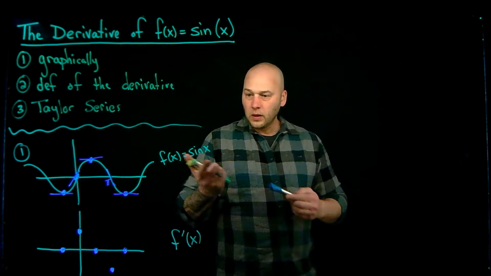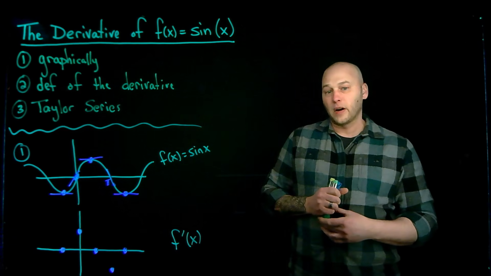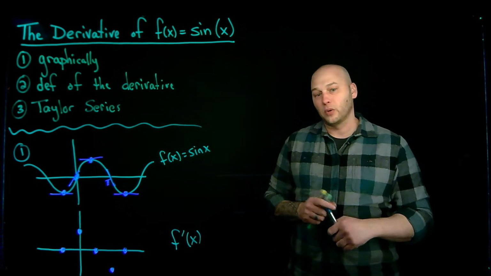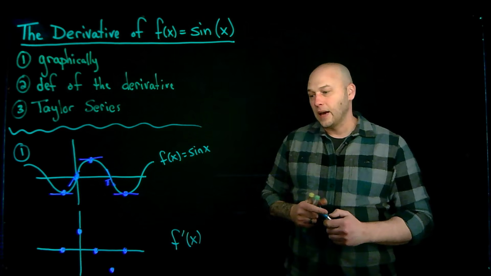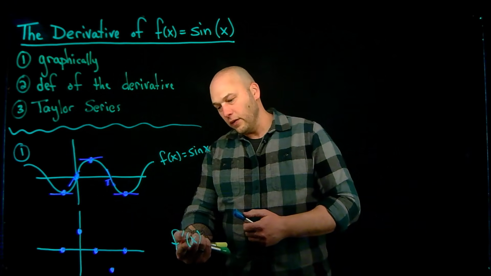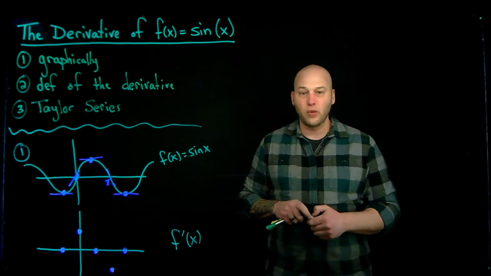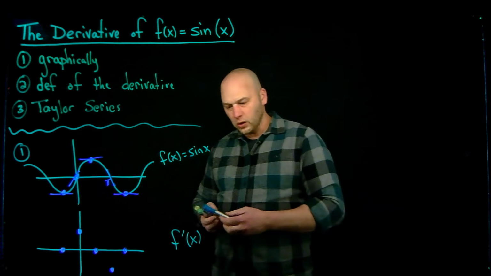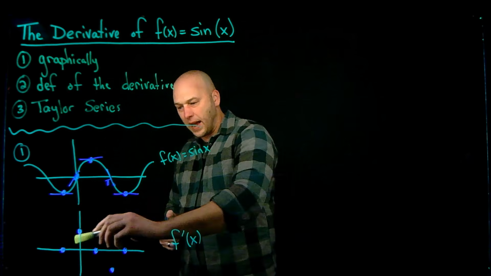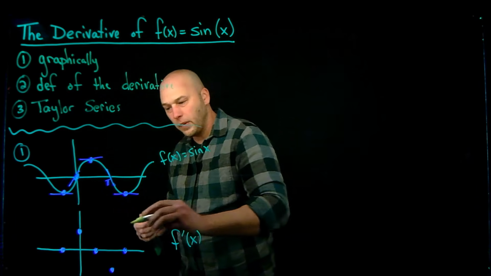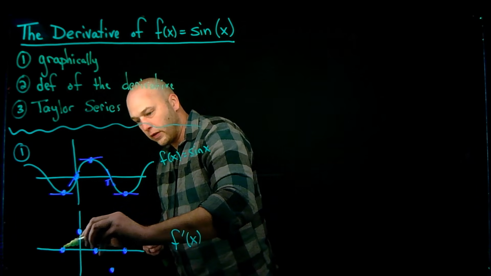Now, sine of x is a differentiable function, meaning its derivative is also continuous. And what we now have is the derivative, whatever it is going to be, a continuous function that passes through those points. Well, what sort of a function can we generate that passes through those points? Let's come up with one. Let's say I graph the following.